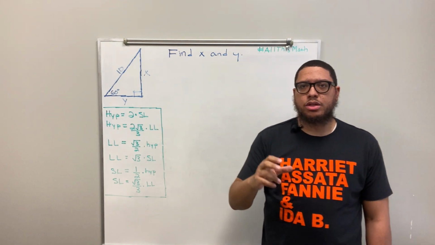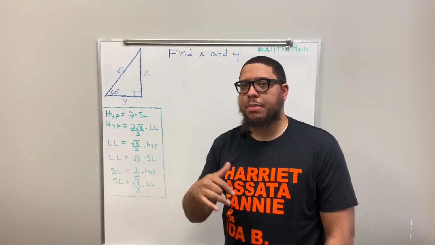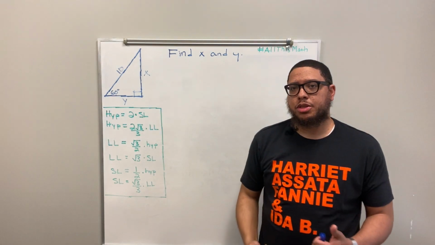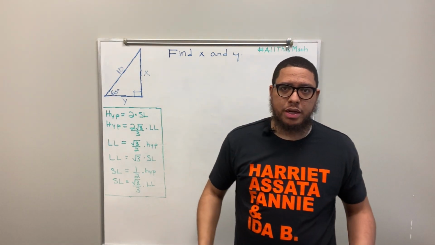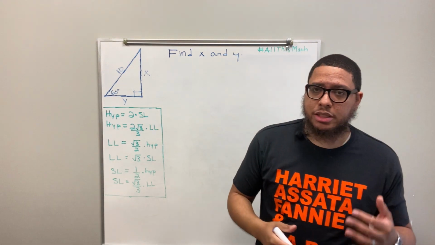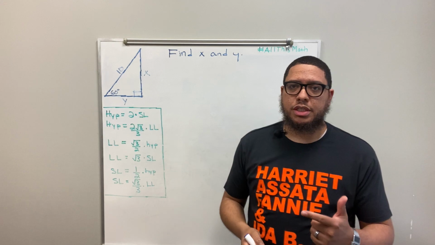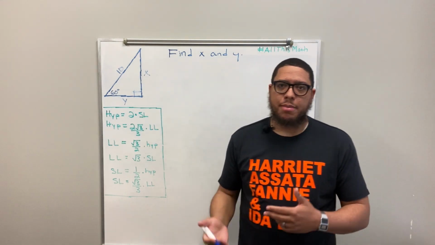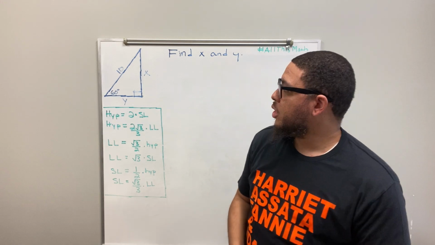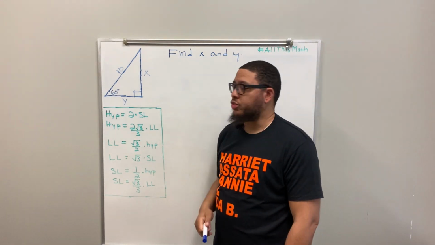Now, there are two types of special right triangles, all right? So one type of special right triangle is the one that we're about to deal with right now. And then there's another type that we're not dealing with right now. That special right triangle has angle measurements of 45 degrees, 45 degrees, and 90 degrees. So that's commonly referred to as the 45, 45, 90 right triangle. All right. So that's not what we're dealing with right now. Right now, we're dealing with the 30, 60, 90 right triangle.